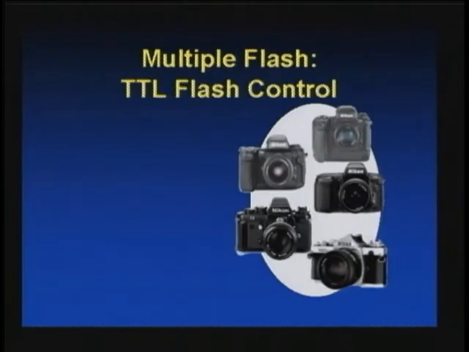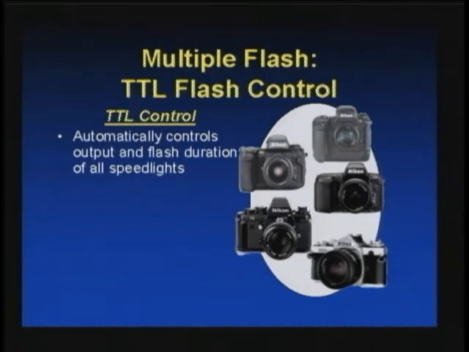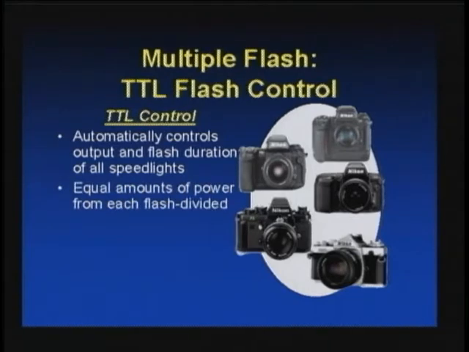When you're shooting with a Nikon 35mm camera, F5, F100, N90S, the venerable F3, and our newest series FM3A camera, TTL automatically controls the output and flash duration of all the Speedlights. When you're doing a multiple flash setup, equal amounts of power from each flash is divided. All this is calculated instantaneously by the camera's onboard computer. And all of our 35mm AF film cameras provide TTL control while engaged in a multiple flash setup.